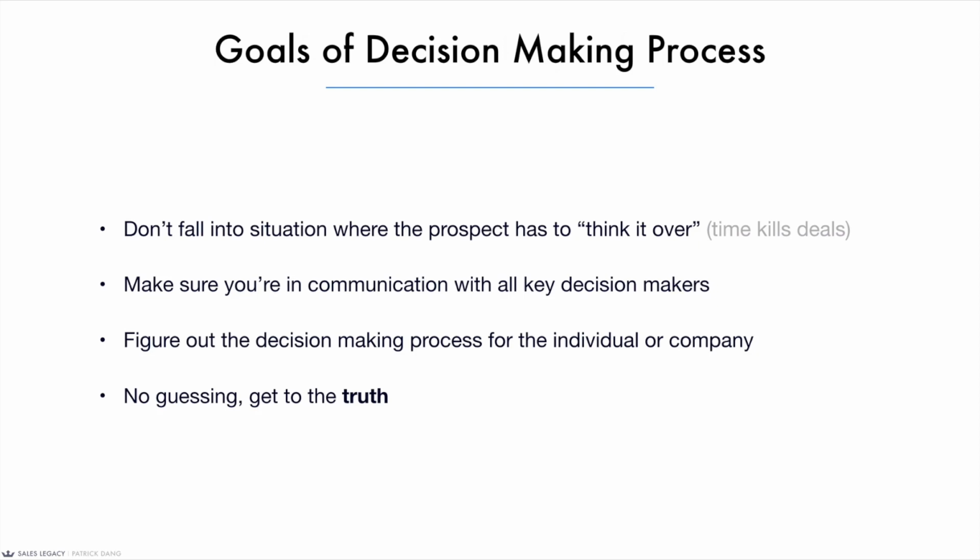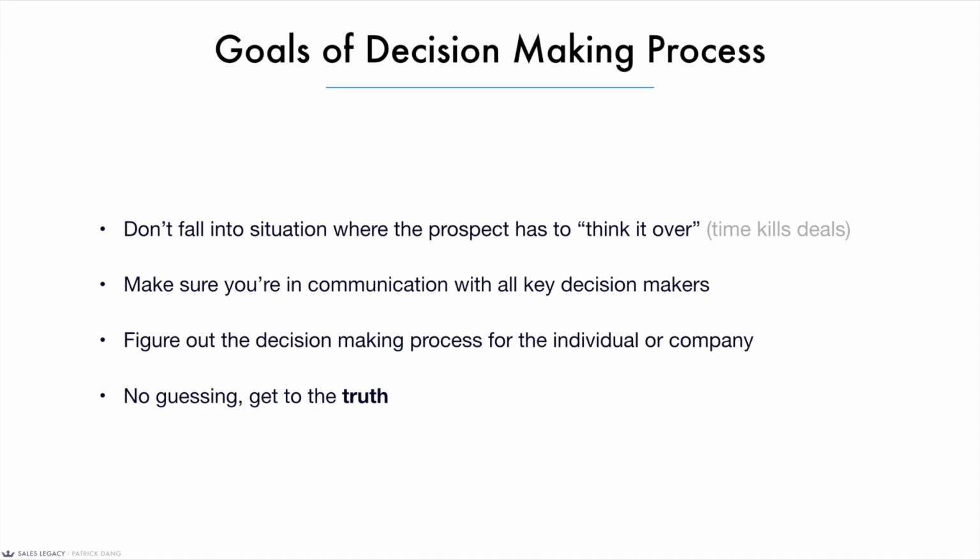Like I said before, figure out the decision-making process for the individual or the company, right? So if it's an individual, make sure you know if they have to talk it over with their wife or their team, their business partner, whatever. If it's a company, again, make sure you know who needs to approve the purchase.